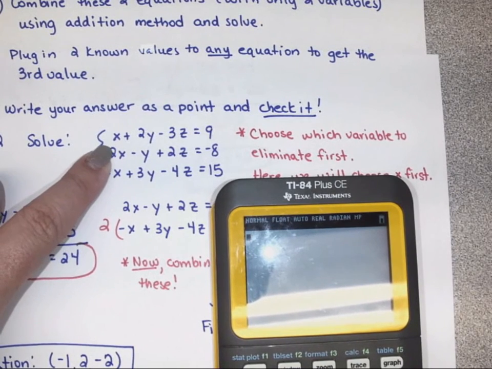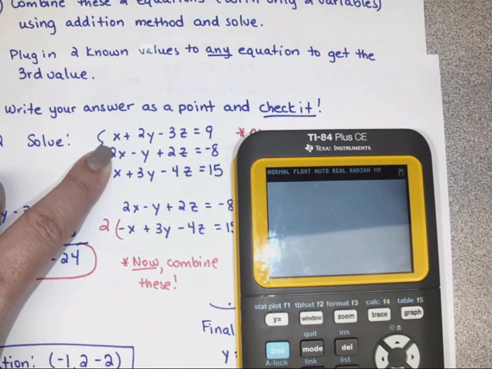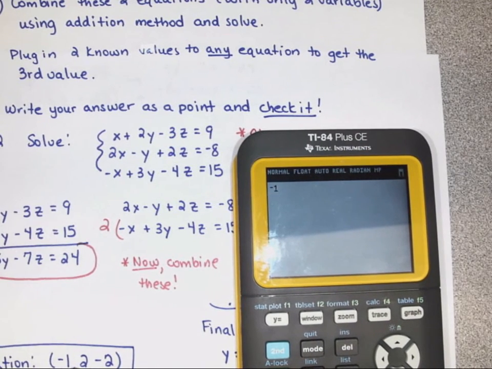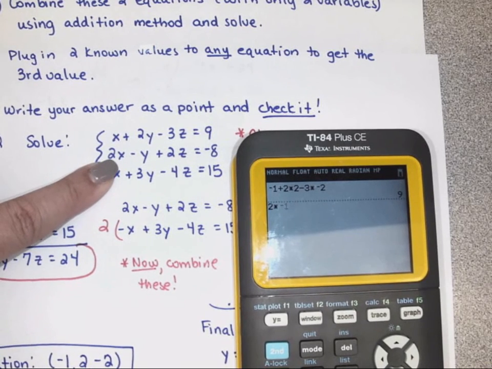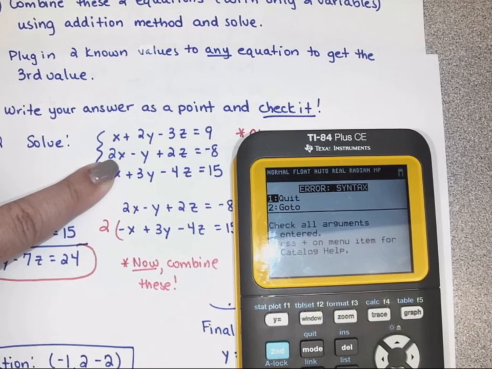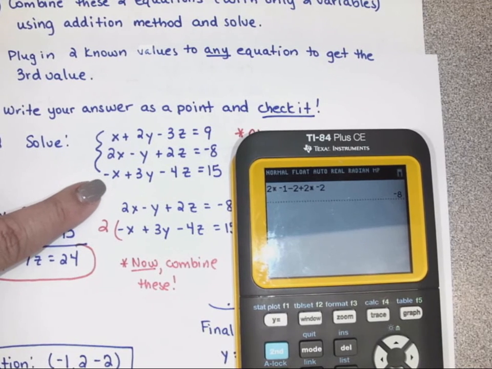So here's the first equation, right? If you don't have a calculator, you need to be looking up here. So negative 1 plus 2 times 2 minus 3 times negative 2 is supposed to be 9, and it is. Okay, and we can check the next one. 2 times negative 1, so now I'm looking at this equation. Minus 2 plus 2 times negative 2 is supposed to be negative 8. I made an error because I put a double times sign. And notice I get it there, right?